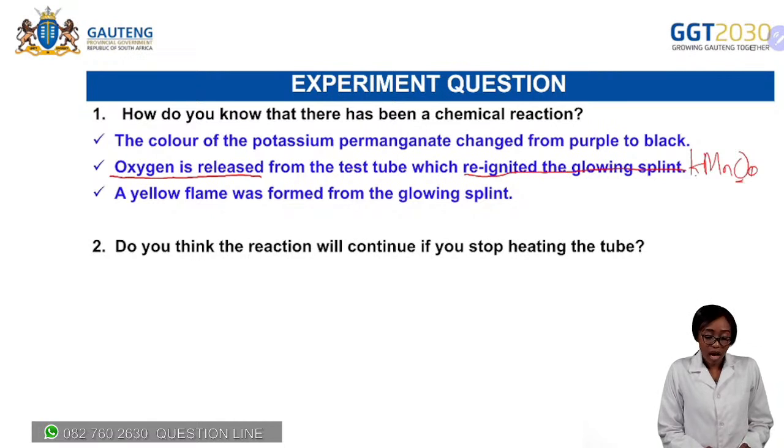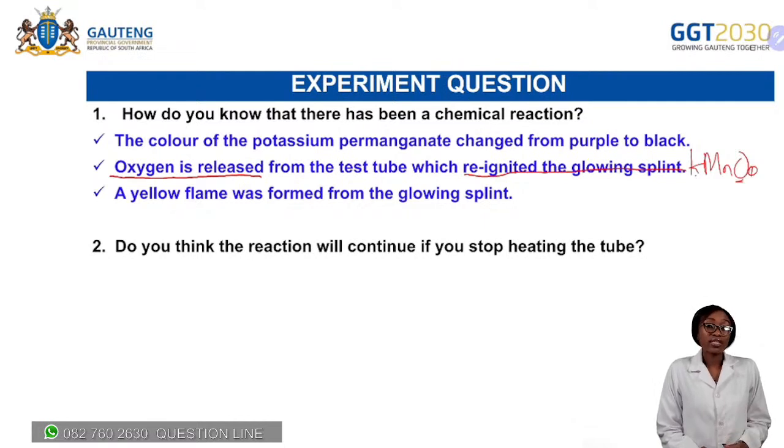Then thirdly, how do we know that there's been a chemical reaction? A yellow flame was formed from the glowing splint. When I put the glowing splint into the test tube, there was a bright yellow flame. So heat was given off during this reaction. So these are the results.